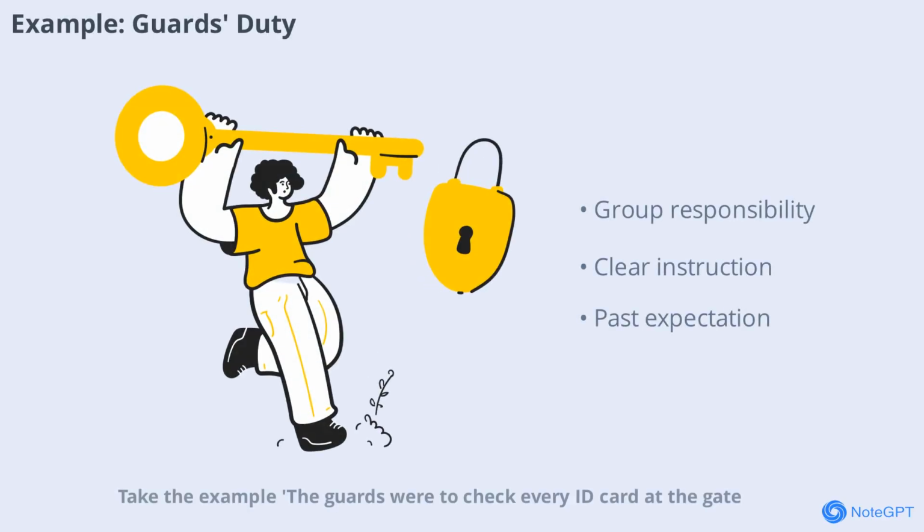Take the example, the guards were to check every ID card at the gate. This sentence shows that the guards had a specific responsibility. Using were to makes it clear that this was an instruction given to a group. It's a useful structure for describing rules or expectations that were set in the past, especially in formal or official situations.